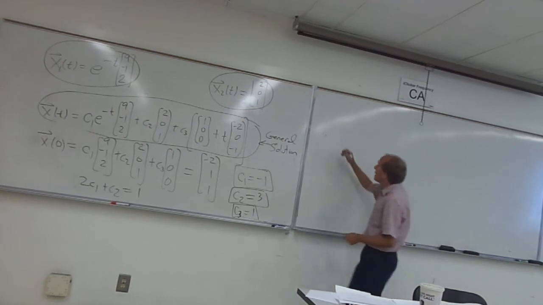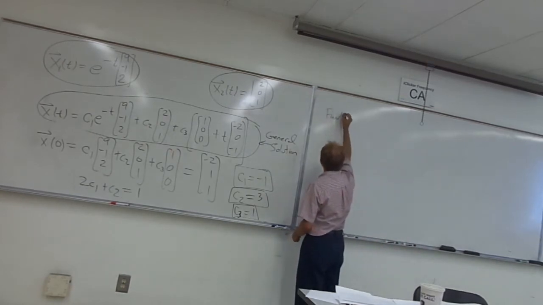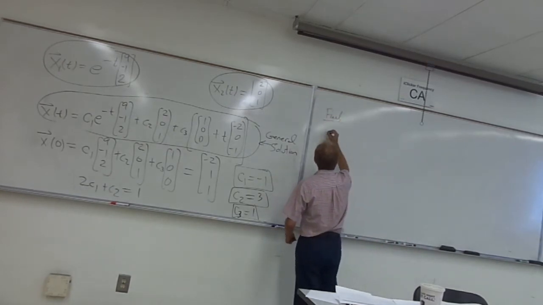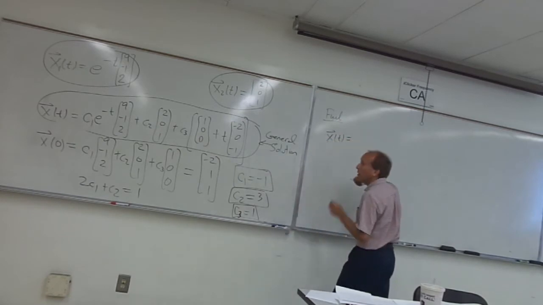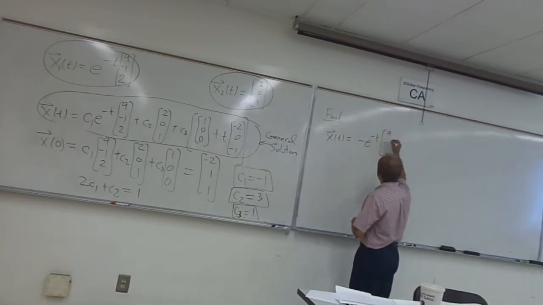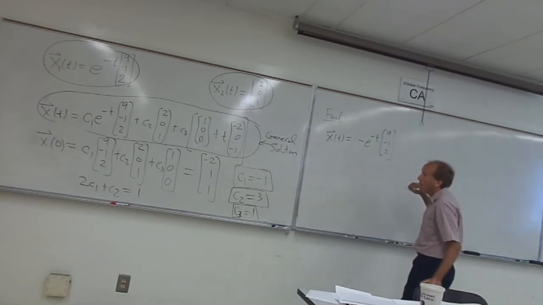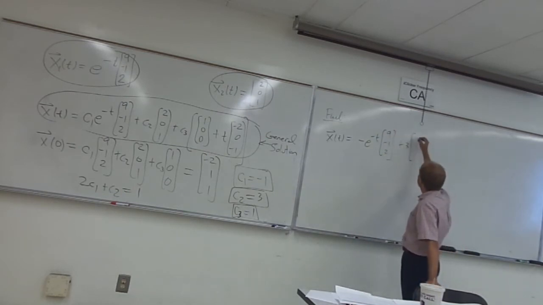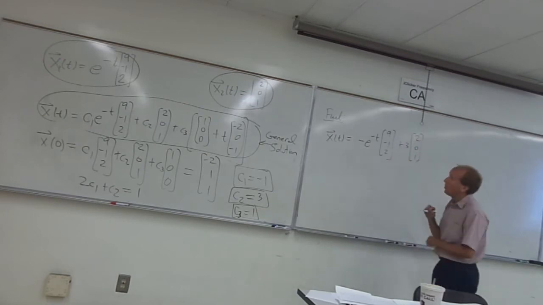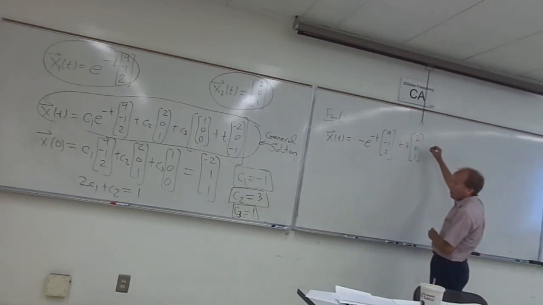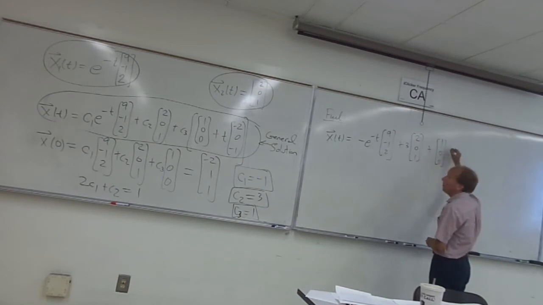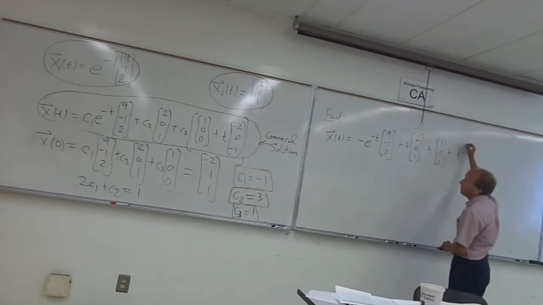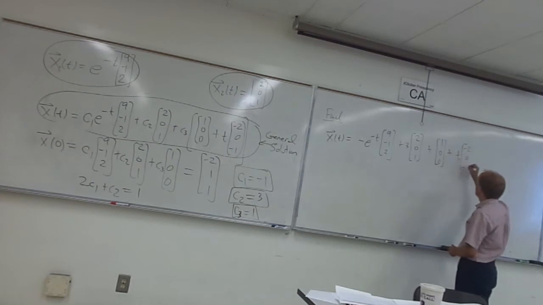Okay, so the final answer would be x of t equals negative e to the negative t times (9, negative 1, 2) plus 3 times (2, 0, 1) plus (1, 0, 0) plus t times (negative 2, 0, negative 1).